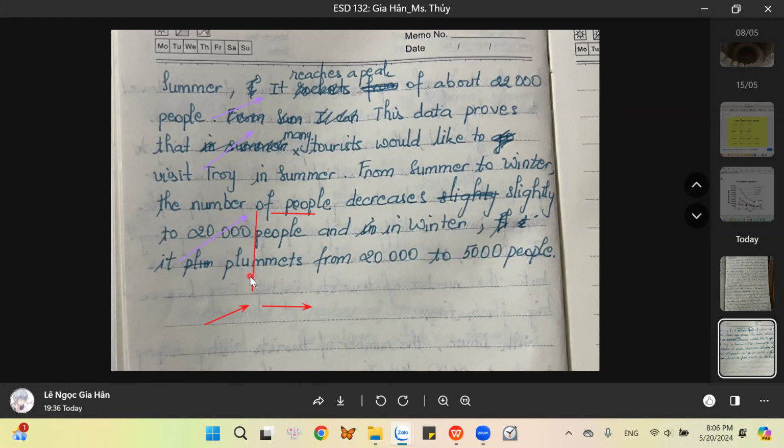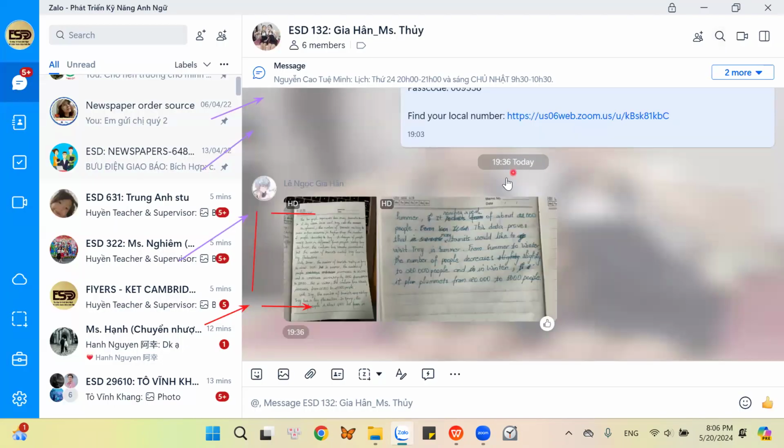And in winter, okay, it plummets. Okay, it plummets from very, okay, it's quite good. It's not very good, but it's quite good. So you should work harder, right? Should work harder. Rồi, bây giờ thì bạn phải cần đầu tư vào nhiều hơn nhé.